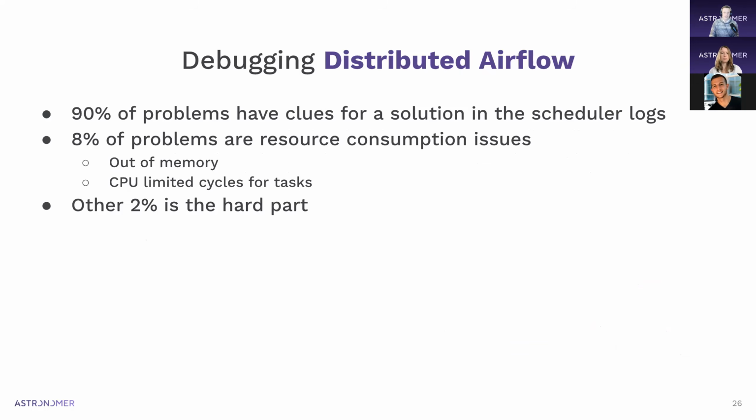And like I said, 90% of problems have clues in the scheduler log. I put 8% of problems, so a much smaller piece, but still important, is resource consumption issues. So if you're out of memory, if your tasks kind of grind to a halt and move really slow, you might want to think about scaling up, right? The other 2% is the challenging part, where there's not always a lot of logs, and it requires more digging.